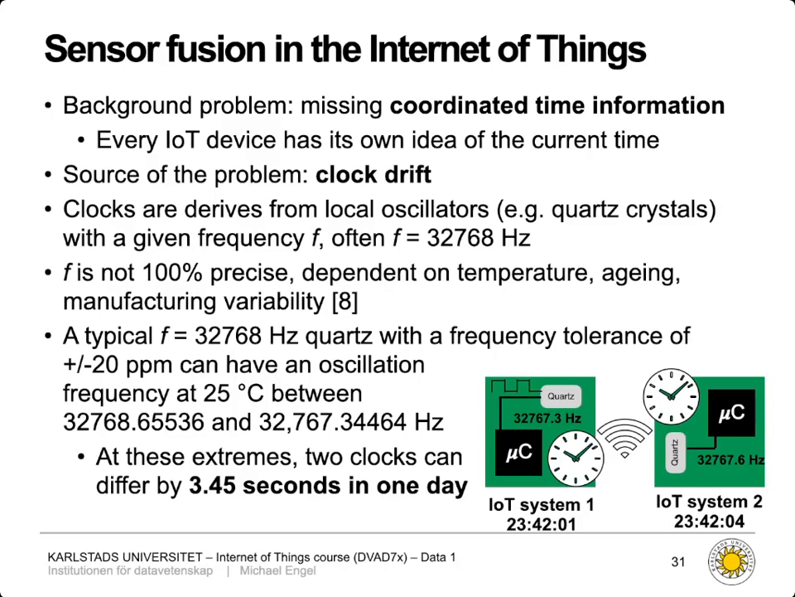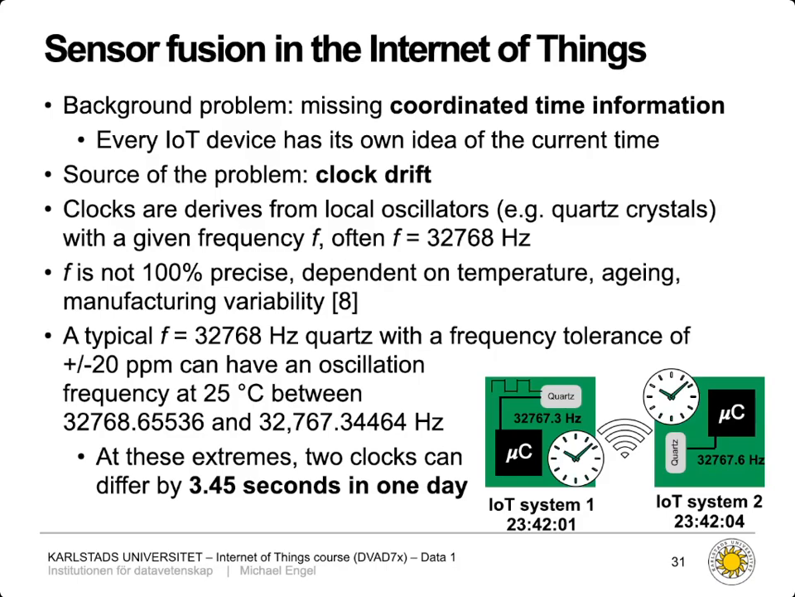But if you just look at these extremes, so you have two systems as shown on the left and right hand side here, both with a quartz that nominally ticks at 32,768 hertz, but in fact ticks at different frequencies, then these two clocks, when you synchronize them at the start of the day, can differ by around 3.5 seconds in one day already.